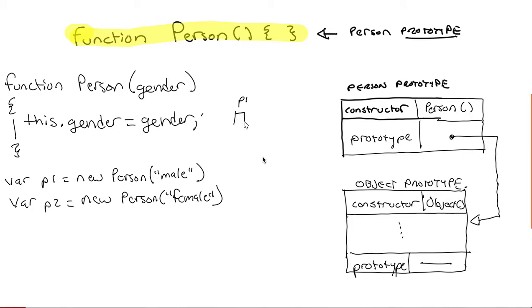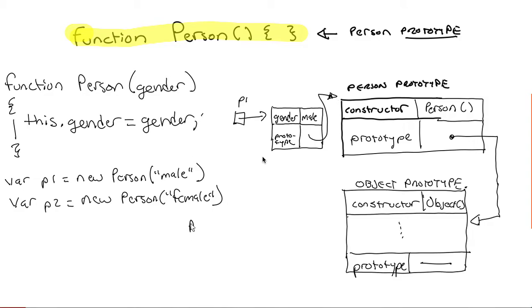p1 is going to be a reference to a person instance. And the person instance is going to have two parts to it. I have to write kind of small here. It's going to have a gender, which is the string male, and it's going to have a prototype, and the prototype is going to refer to the person prototype.